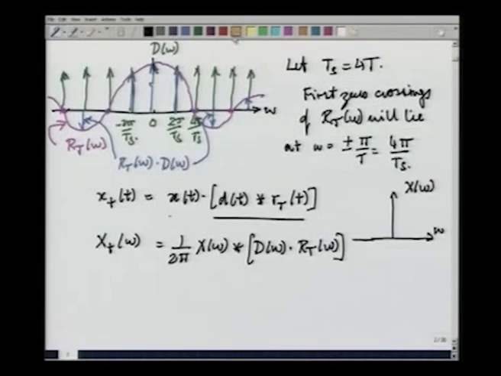Let me do it out of yellow or cyan. Okay. I hope everybody can see this yellow color, but it is there. There is a yellow pulse over there. Now, we want to make yellow triangular pulses at each place, but the height of the pulses will be different depending upon the height of the local impulse of d omega times R_T omega.